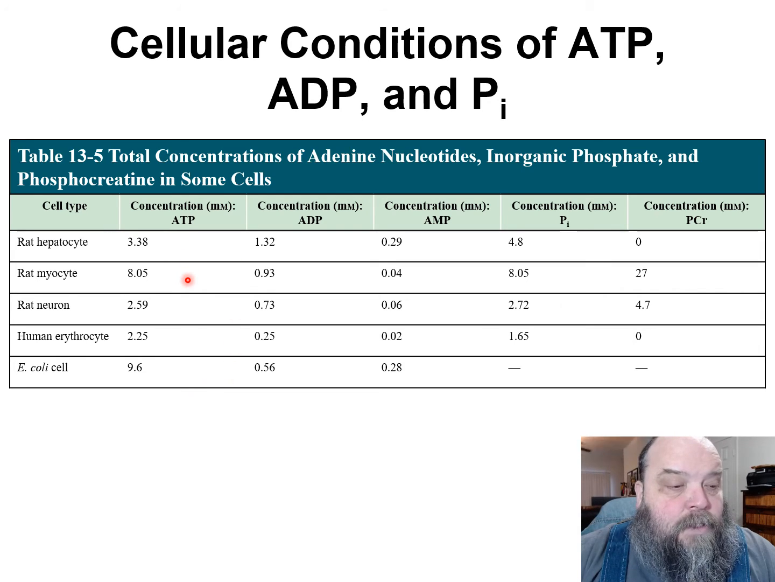Hepatocyte, myocyte. These are going to be very metabolically active. Lots of things going on. Neurons, while metabolically active, don't do a lot of repair. They don't do a lot of making of new things, of having to go through mitosis and things like that. Whereas a hepatocyte, a liver cell, yeah, there's going to be a lot going on there.